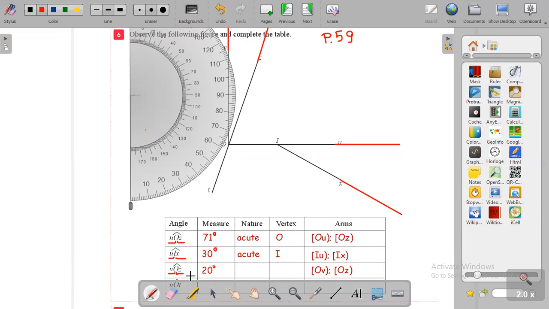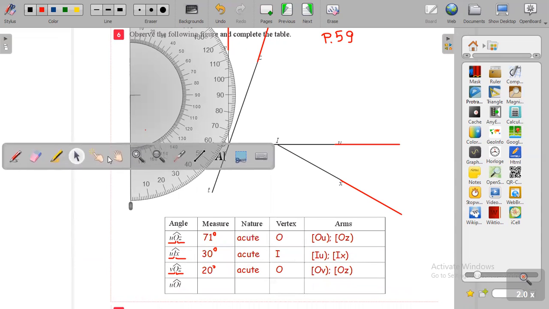Now, what is the nature of this angle? The measure is 20. It is smaller than 90 degrees. So the nature is acute. It is an acute angle. Now, what is the vertex? The vertex is at the middle. It is the point O.